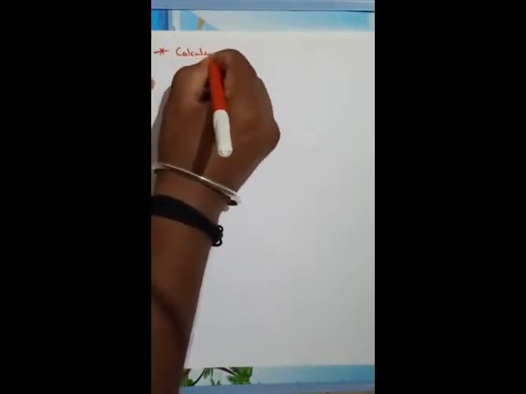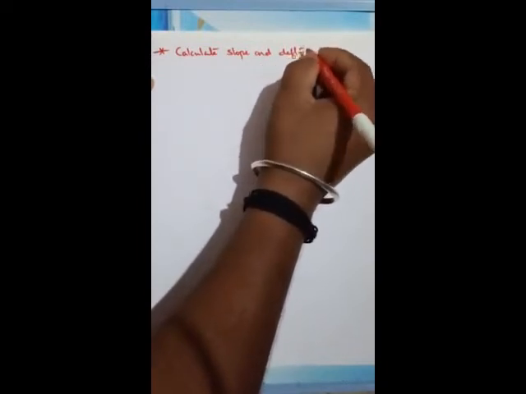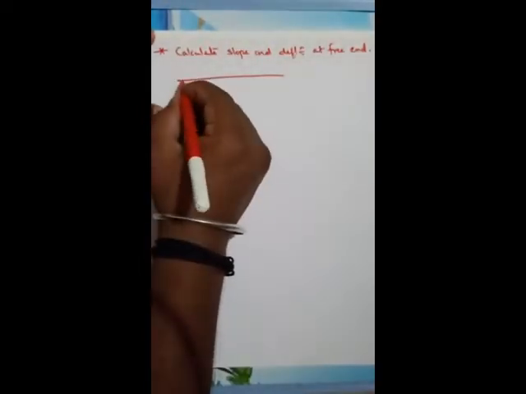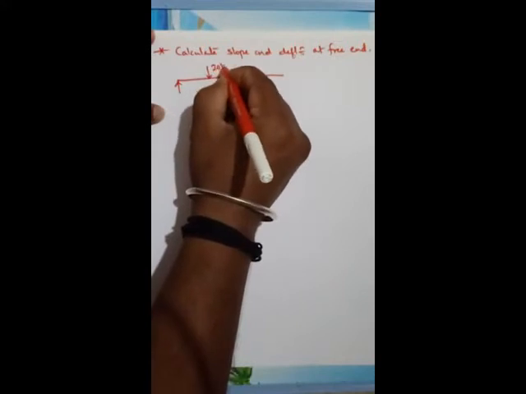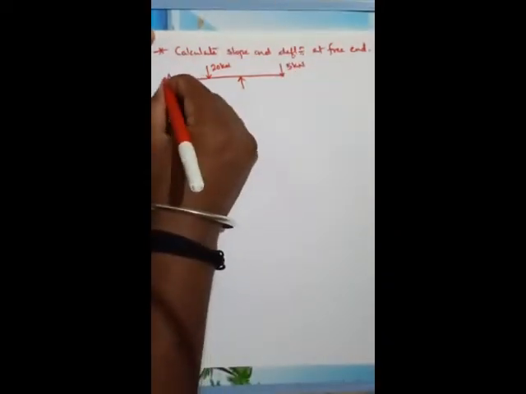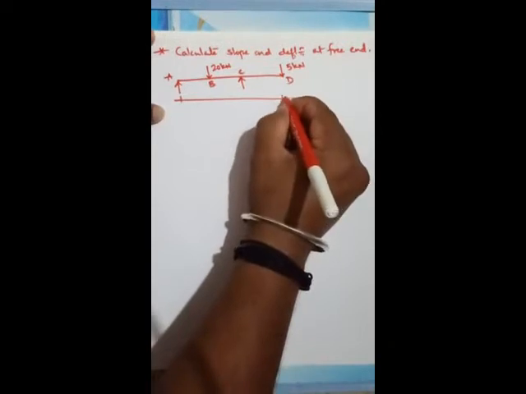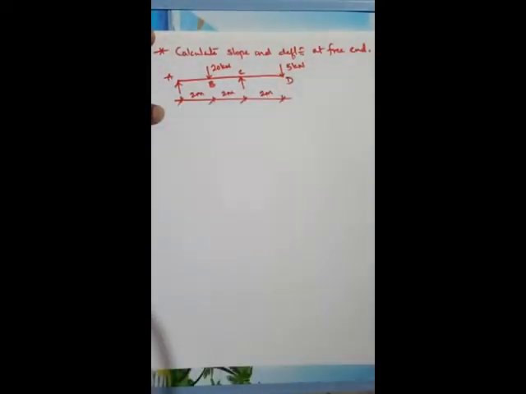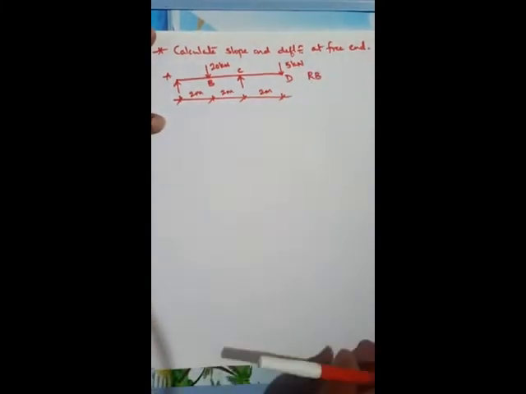Calculate the slope and deflection at the free end. Okay, this problem, we have already solved by the moment area method, if you remember, a simply supported beam with an overhang portion, correct? So point A, point C, point B, and this is point D. So this is 2 meters, 2 meters, 2 meters. Okay, the given problem is a real beam.